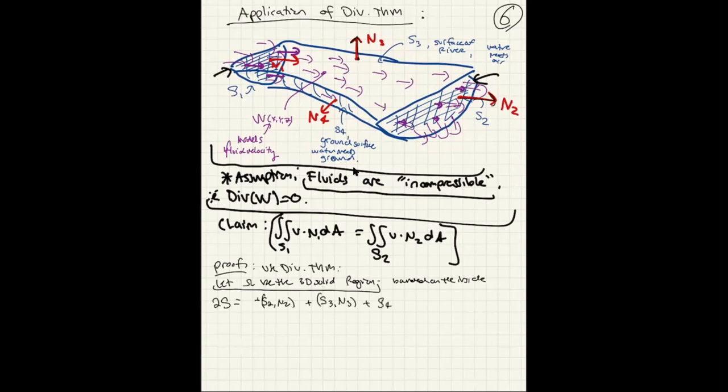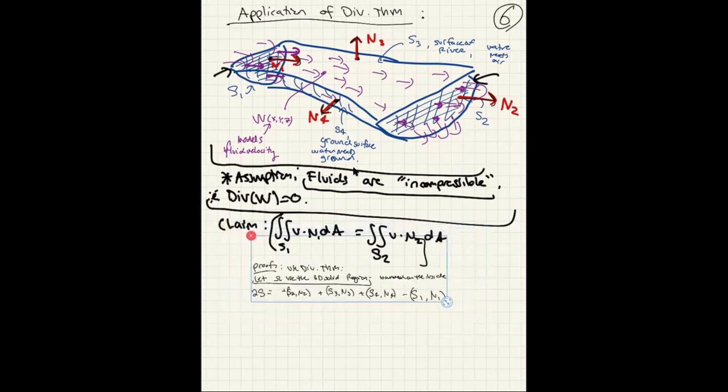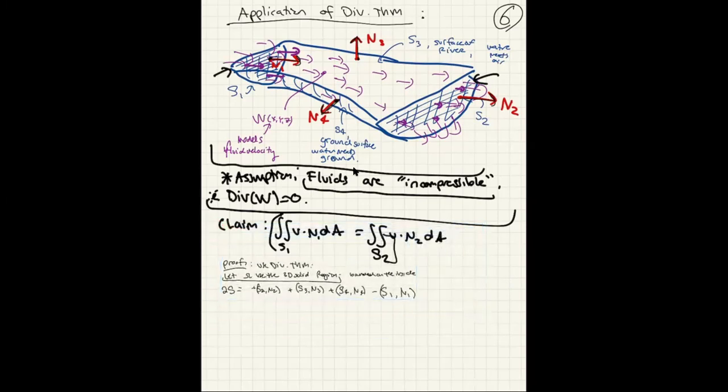Plus S4, N4, because again, if you look at that bottom layer, the N4 is pointing outwards. The only one that's different is the one on the left. On the left, N1 is pointing inwards, so to correct it, I need to flip it outwards. So minus S1, N1. I'll make this a little smaller to save some room, and you can maybe see where I'm going with this. Now that I have this data, I can set up my divergence theorem.